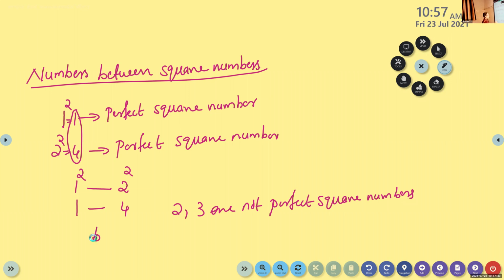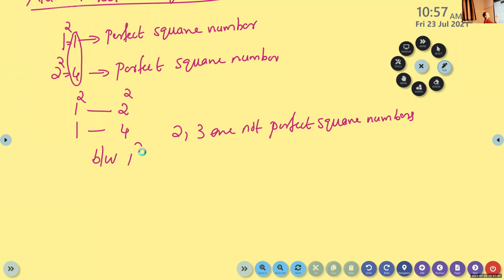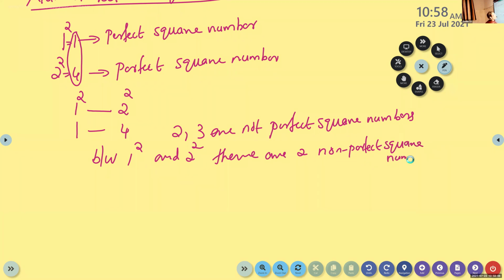Between 1 square and 2 square, there are 2 non-perfect square numbers.